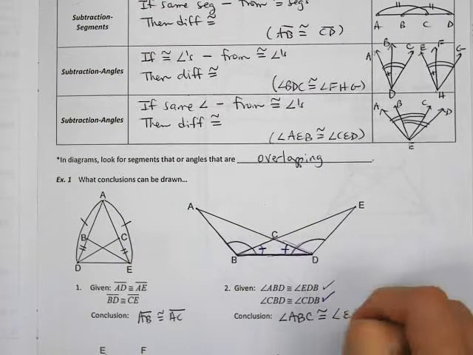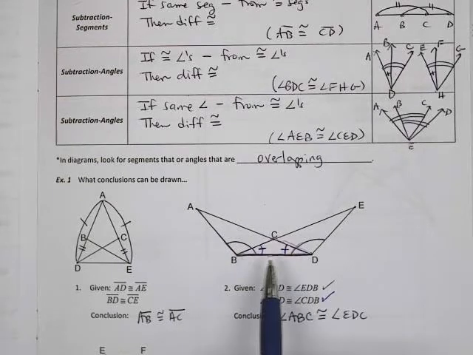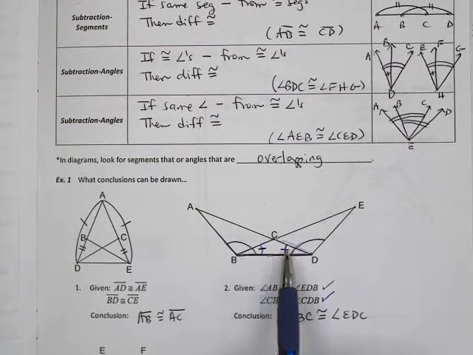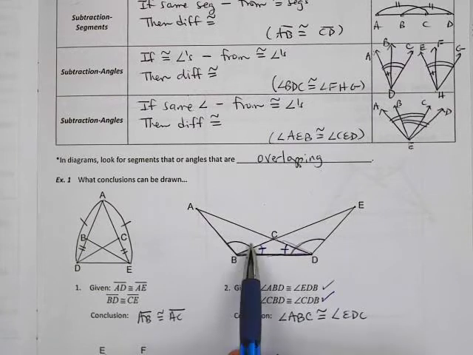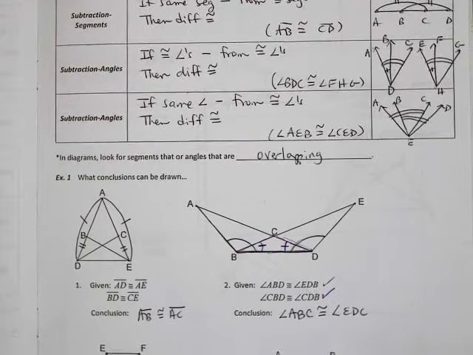Those would be the two pieces that are left congruent. I took the big congruent angles and I subtracted the purple angles from each one of them to be left with ABC and EDC. All right, let's try it on the one below.